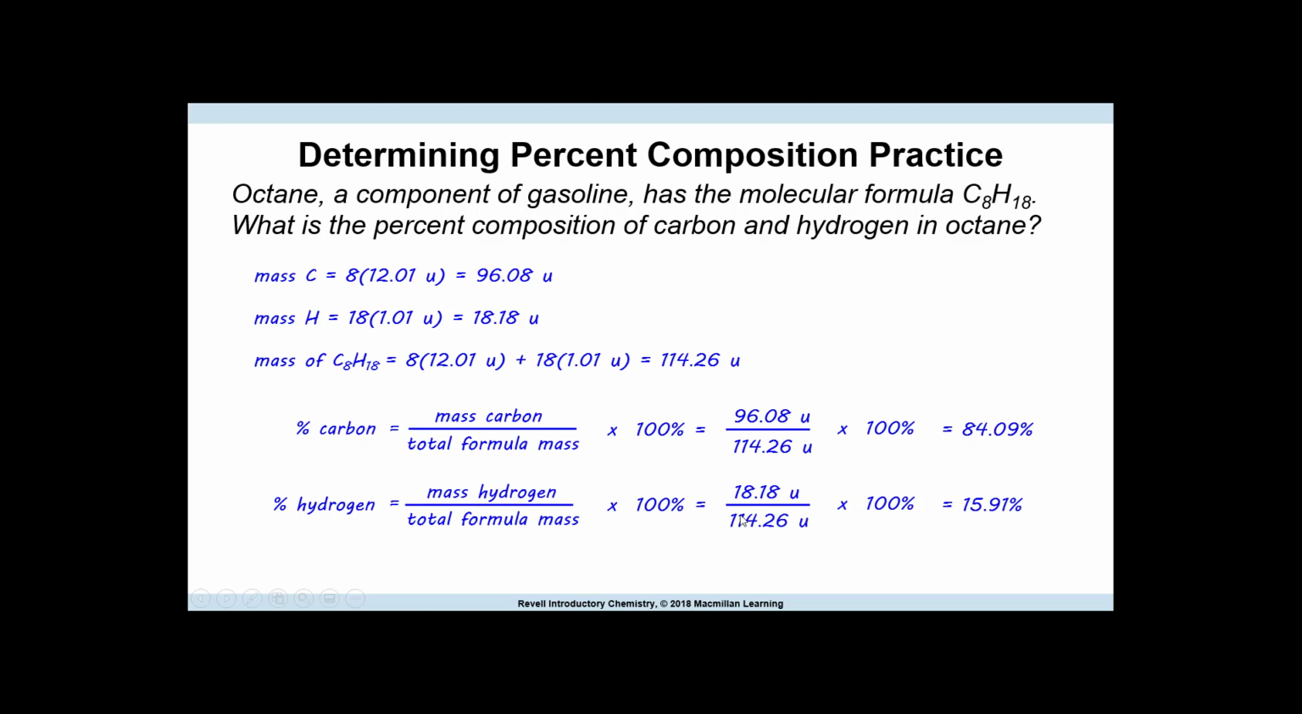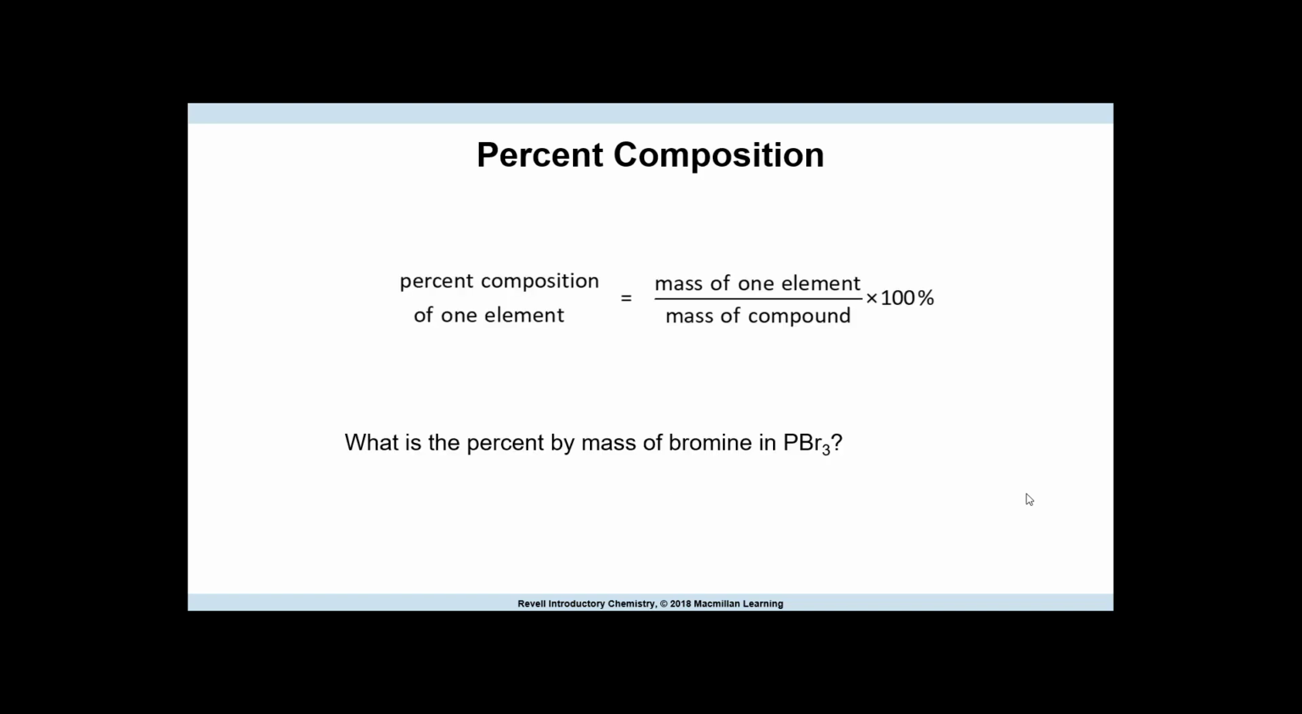So now we take the mass of hydrogen over the total formula mass times 100. We have 18.18 over 114.26 times 100, and this gives us 15.91. I would just confirm it both ways to make sure I'm on the right track. And this is now telling me the percent of hydrogen is 15.91, and the percent of carbon is 84.09. So now we know the percent makeup of this compound. Why does that matter? We'll cover that later.